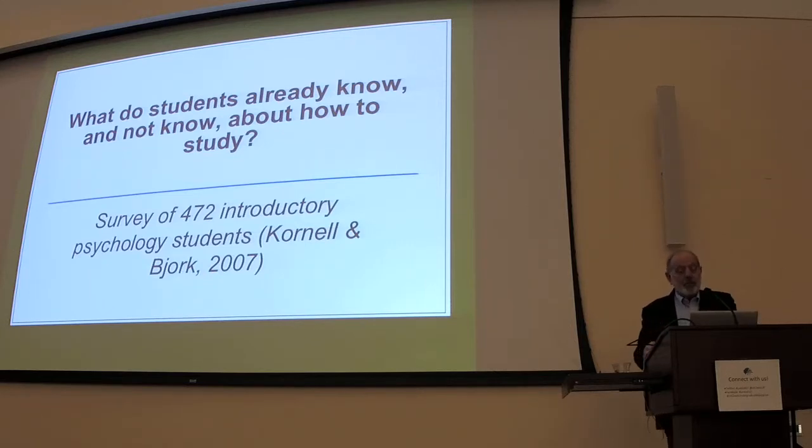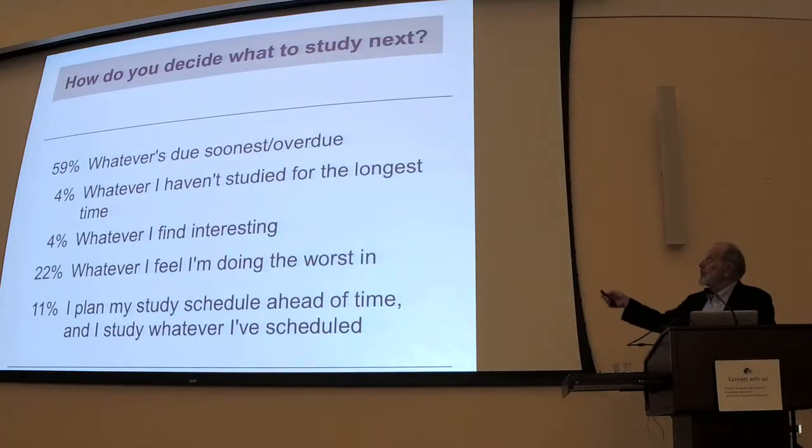So this question came to our mind, and Nate Cornell and I decided to survey introductory psych students at UCLA, 472 of them, with just some simple questions. One was, how do you decide what to study next? Almost 60%: whatever is due soonest, most overdue. 4%: whatever I haven't studied for the longest time. A benefit of that would be spacing. Whatever I find interesting didn't play any real role. Whatever I'm doing worse in a little bit. And then 11% said, I plan my study schedule ahead of time and I study whatever I schedule. And they're actually liars.